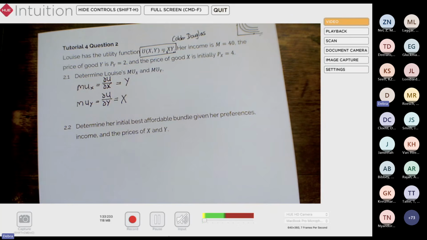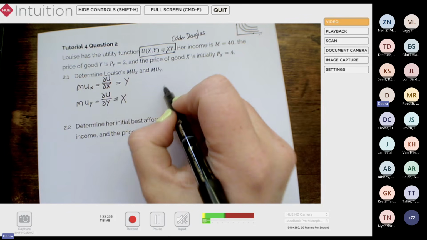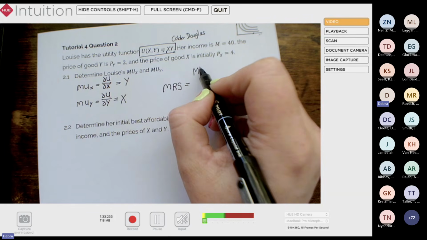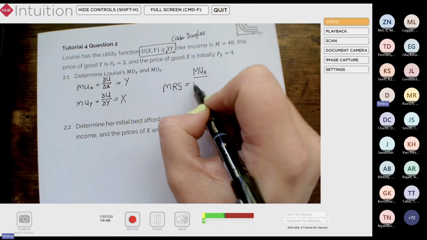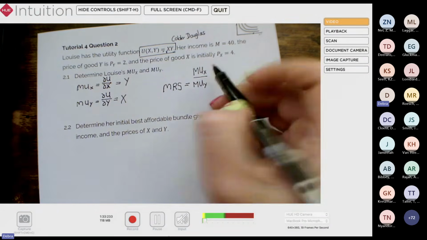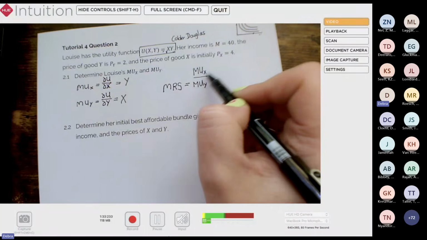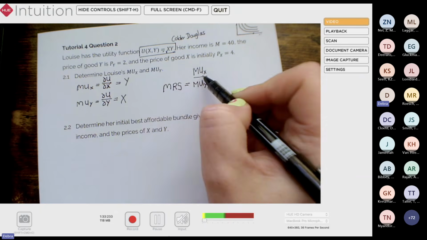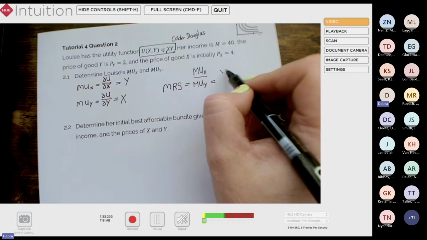What that then means, and this isn't part of the question, but I'm just adding this, is that the marginal rate of substitution is going to be the marginal utility of x over the marginal utility of y. We assume x is the variable on the horizontal axis, which is why the marginal utility of x goes in the numerator. So the MRS is going to be y over x.